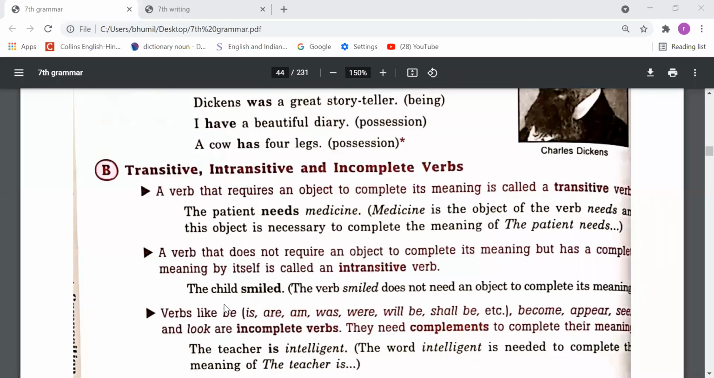If I say the child ate, we need to mention the food name. The child ate the burger. Okay. If I say the child smiled, the child laughed, the child danced, there is no need to put any object. That is complete in itself. So when we have to use an object after the verb, that verb is called transitive. When there is no need to use any object after the verb, that verb is called intransitive.